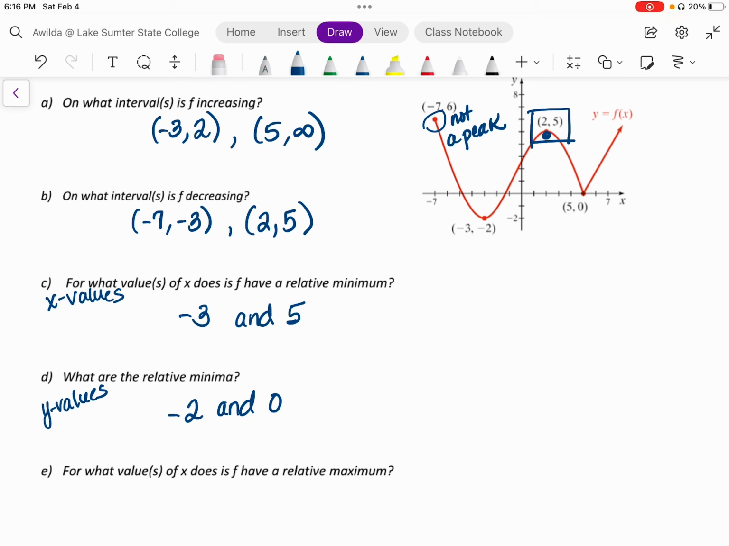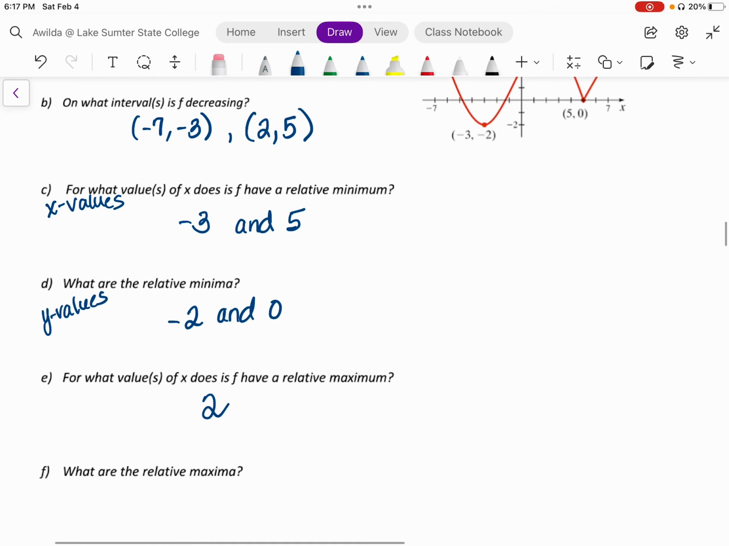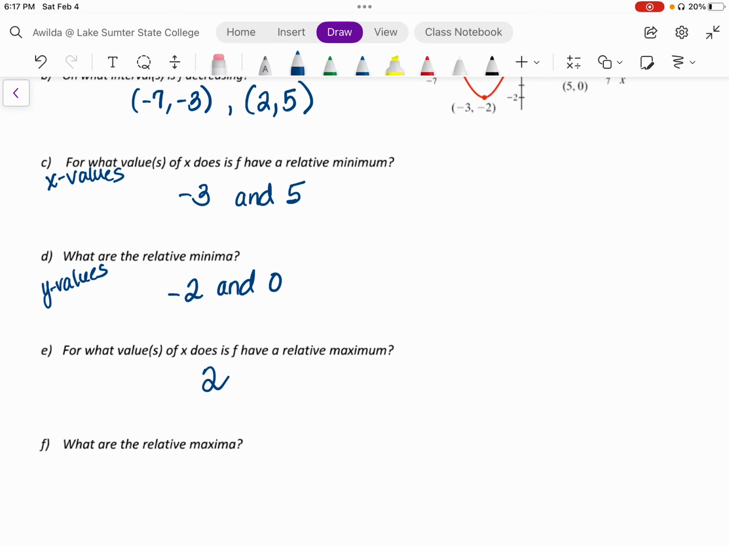And so we say that at x equals 2, there is a relative maximum. Now the next question is, what is that relative maximum value? And now we look at the y value of 5. So the relative maxima, in this case not plural, we just have one, would be 5.